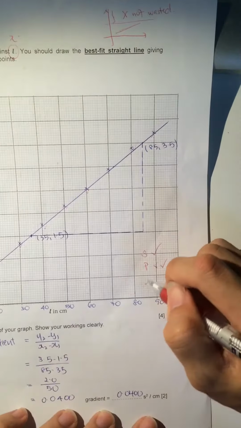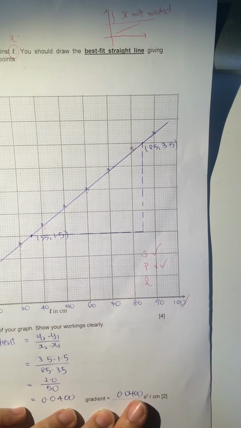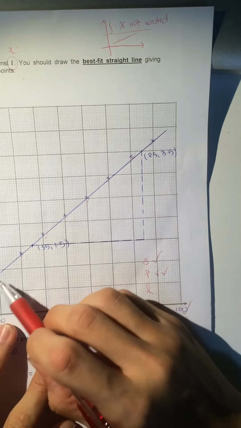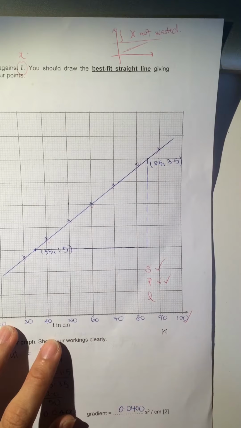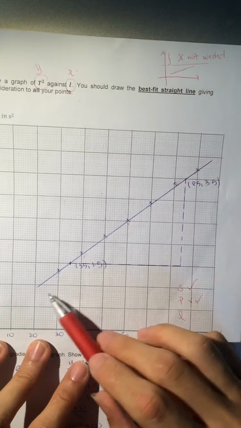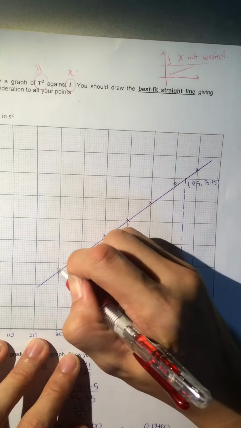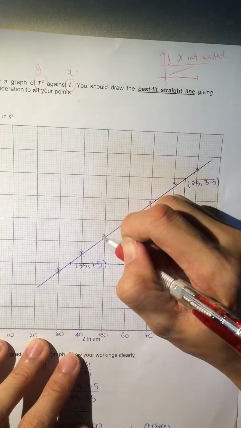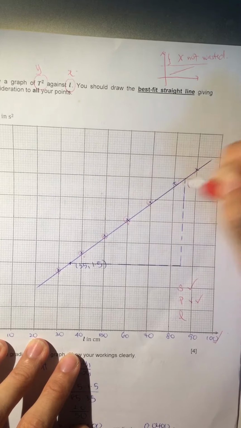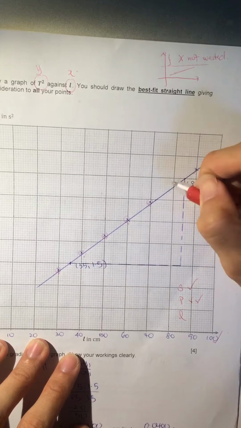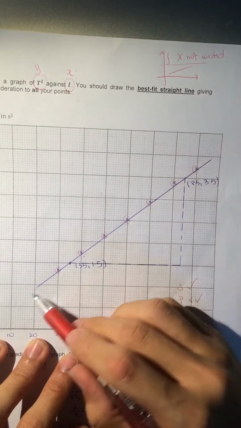Lastly, I'm looking for a line of best fit. Line of best fit means a line that passes through most of these points. Some on top, some below. Let's look at this particular example. This one is on top, this one is on top, this one is on top, and so on. So everything is on top.